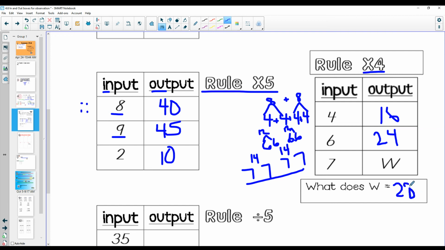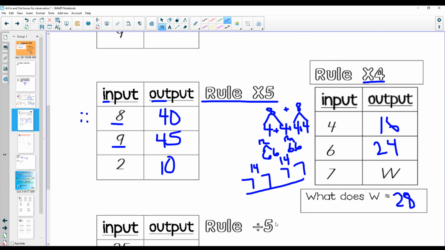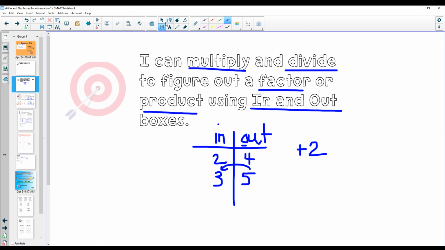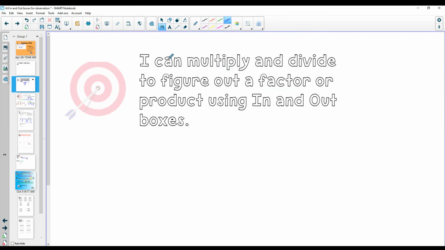Your job today is to practice in and out boxes. Remember to practice your multiplication facts because all of these skills will be much easier if you know your facts. Remember, the learning target today was I can multiply and divide to figure out a factor or product using in and out boxes. Have a great day.